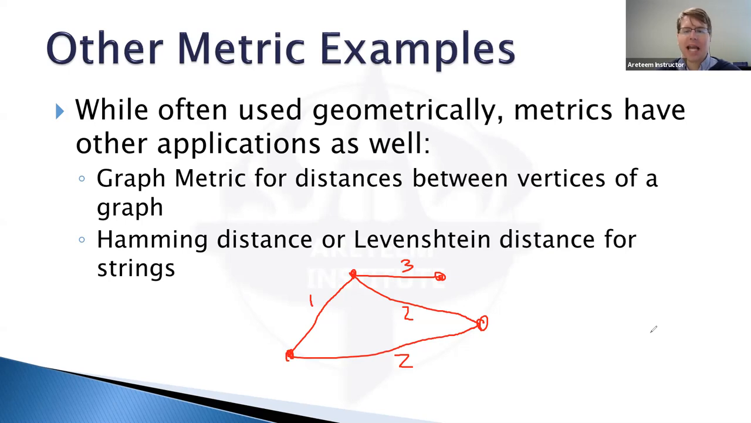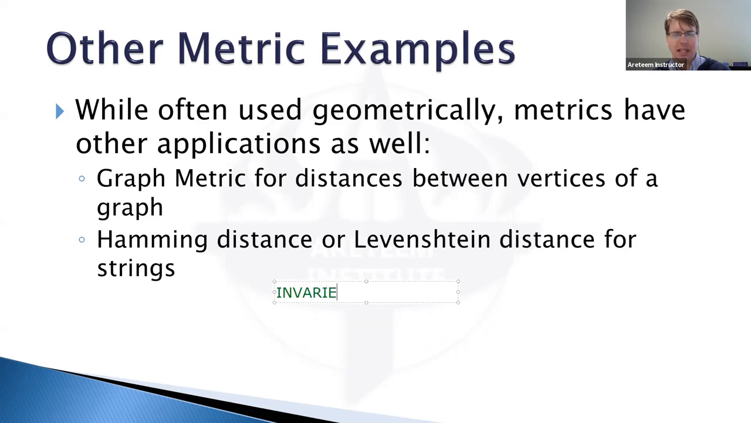You could also have Hamming distance or Levenshtein distance for strings. So what did I just do there? I had invariant versus invariant, those different spellings. In a sense, with these distances you might want to ask how badly somebody misspelled a word. Here I missed one letter, so if we fixed one letter, we would have the correct word.